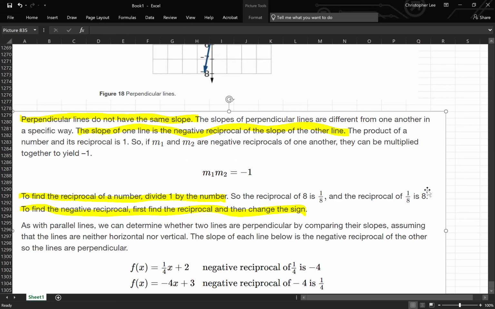The product of a number and its reciprocal is 1. If m1 and m2 are negative reciprocals of one another, they can be multiplied together to yield -1. So to find the reciprocal of a number, divide 1 by the number. The reciprocal of 8 is 1 over 8, right? And the reciprocal of 1 over 8 is 8. To find negative reciprocals, first find the reciprocal and then change the sign, right?